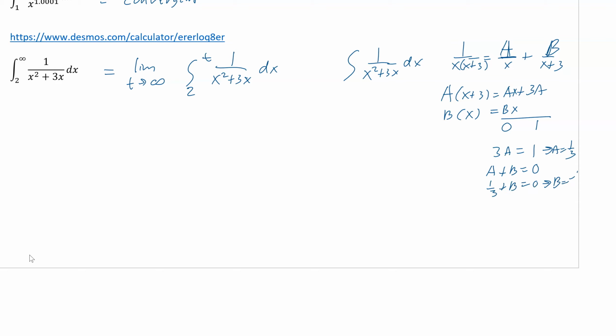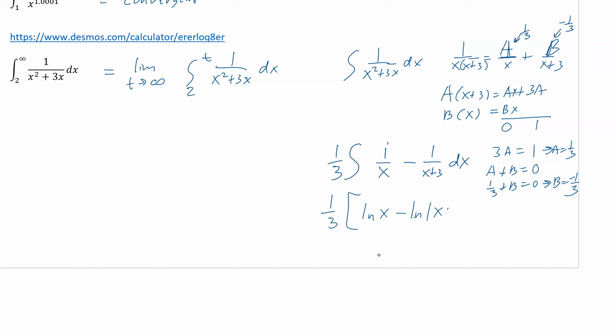So b equals negative 1/3. So what we really have here is the integral of, I'm going to put the 1/3 on the outside. So a here is positive 1/3, b here is negative 1/3. And so we end up with 1/3 outside, and this would be 1 over x minus 1 over x plus 3 dx. And so now we can find the integral of that. So it's 1/3 ln of x minus ln of x plus 3.